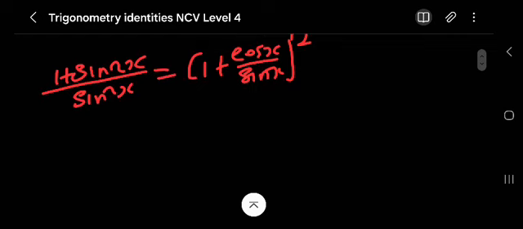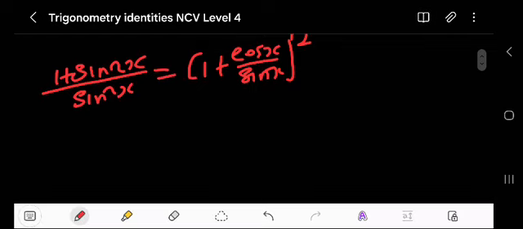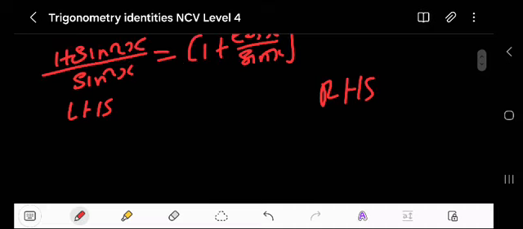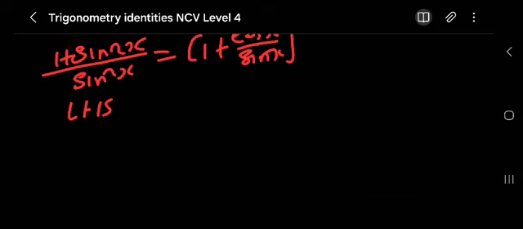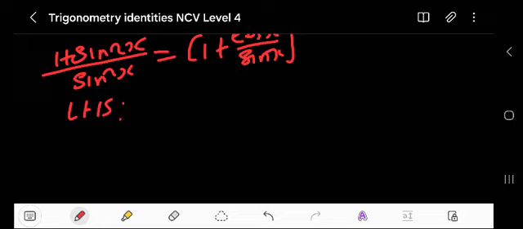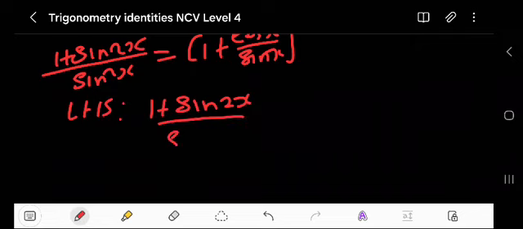Let's prove this. I will take maybe the left hand side for argument's sake. You can also choose the right hand side if you want. You can do both if you want. Let me start with the left hand side. There I have 1 plus sine 2x over sine squared x.